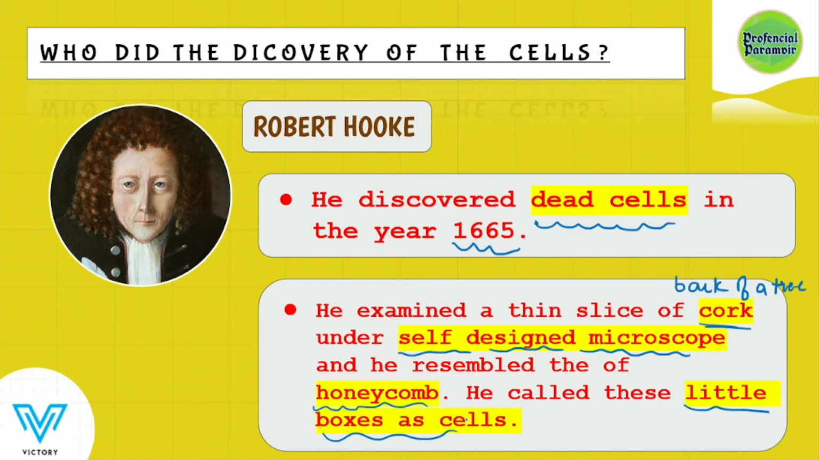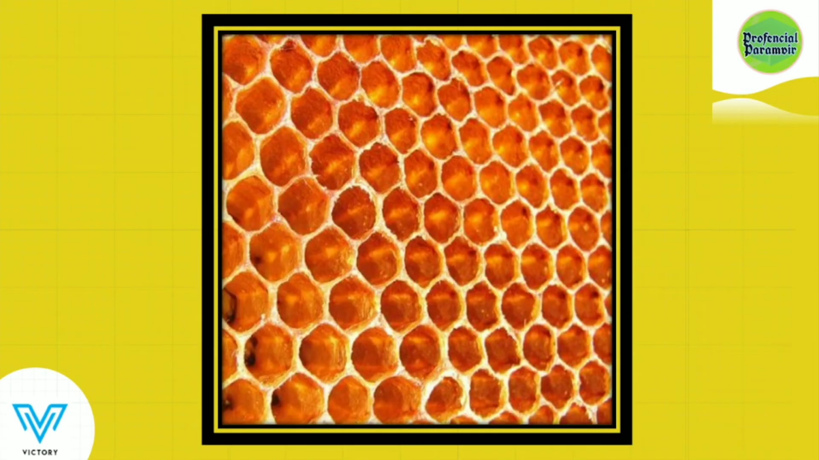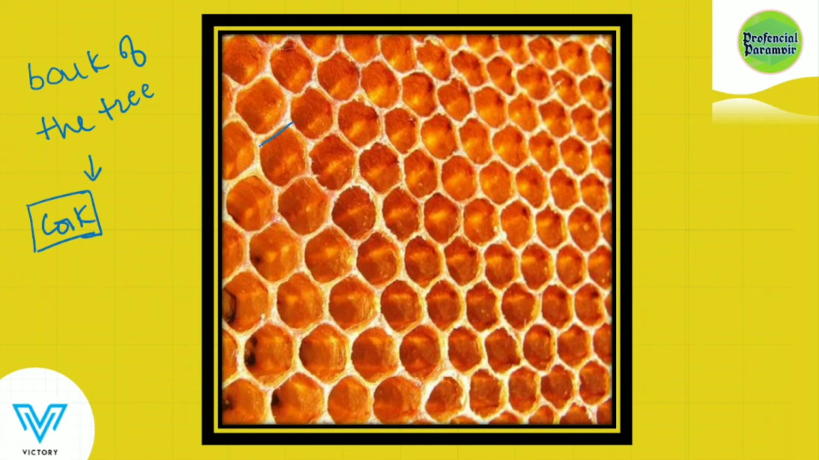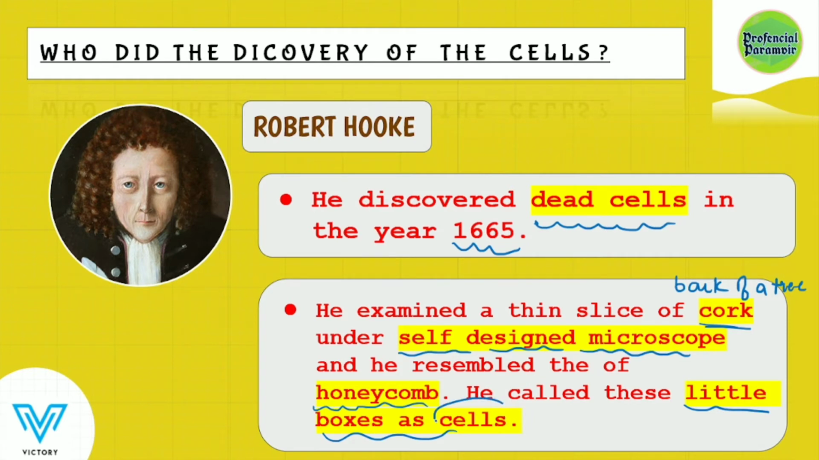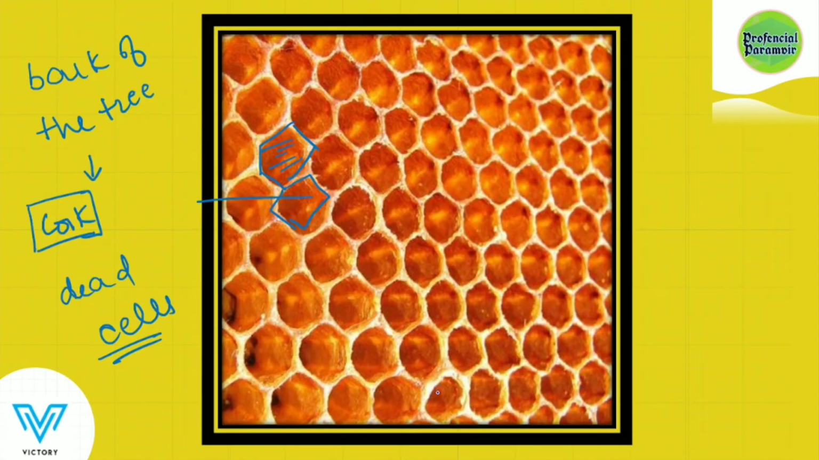Now let me explain what is written here. Guys, he examined the bark of the tree, that is cork. He resembled cork to the structure of a honeycomb. This is a honeycomb structure. He compared cork to this structure, and then he found dead cells. He called these little boxes cells. I hope you understood.